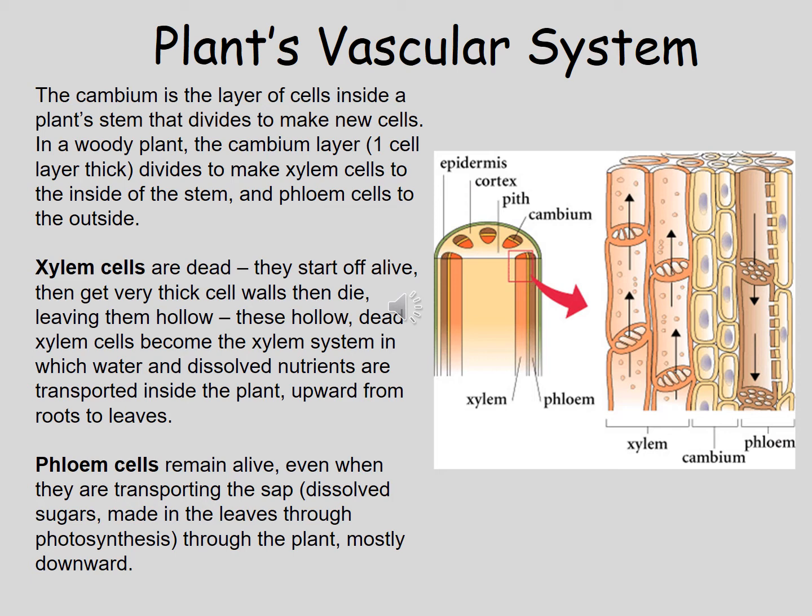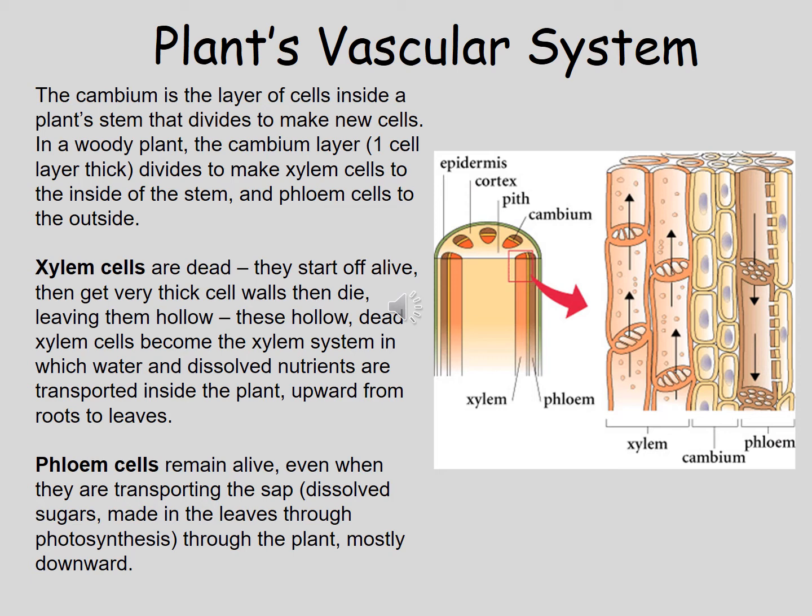The phloem is where the sap is moving, and it moves down mostly because the sugars are made in the leaves where photosynthesis is happening. But phloem also moves sap up, down, and sideways. It's all over the place. As opposed to xylem, which is just moving water up from the roots to the leaves and into the stems.